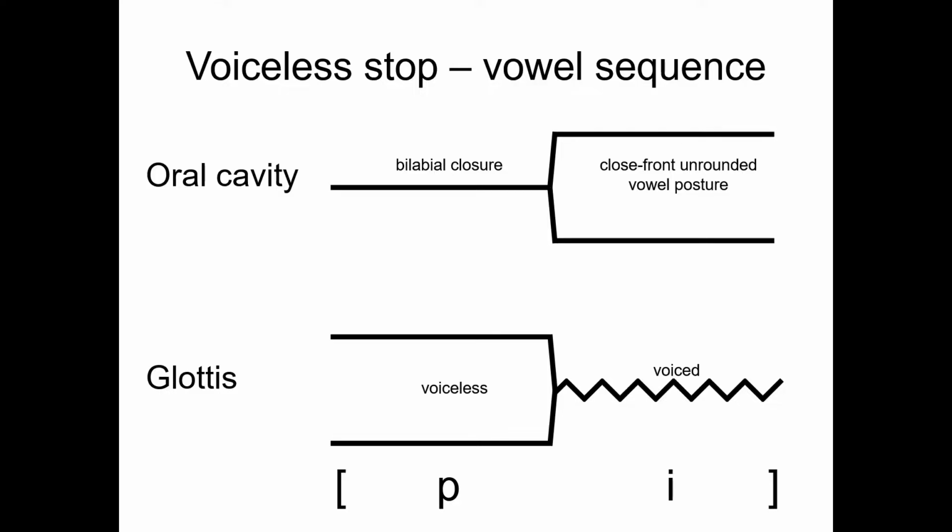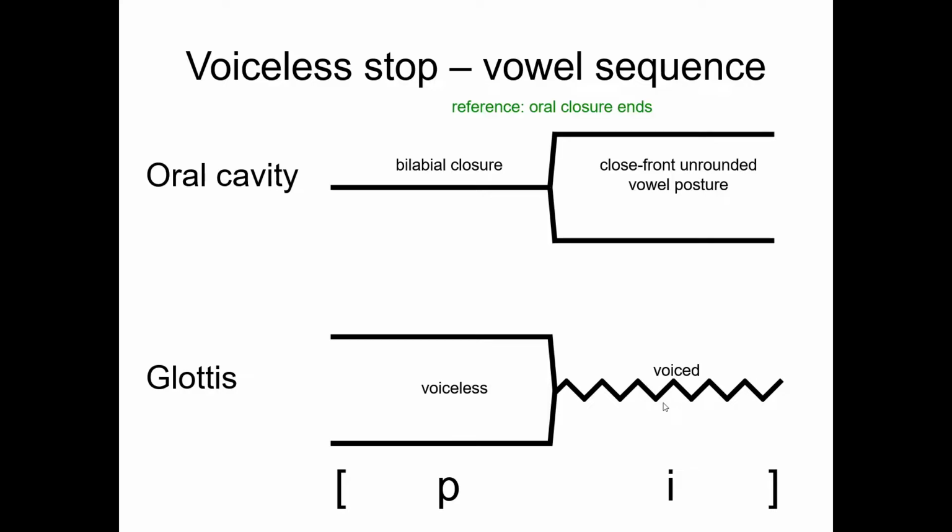At the glottis, in the larynx, the P is voiceless, so the vocal folds are apart. And then as we move into the vowel, the vocal folds come together and start vibrating. So it becomes voiced. And you can see that illustrated schematically here. This isn't a picture of what's happening, but it's a representation as we move from left to right through time.